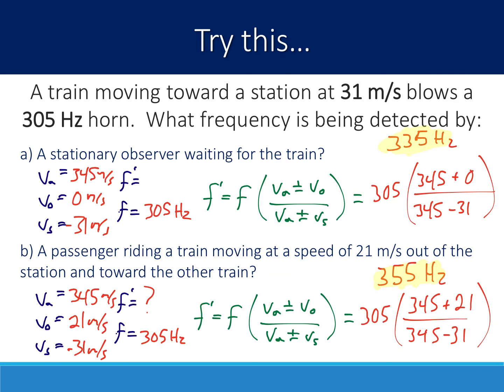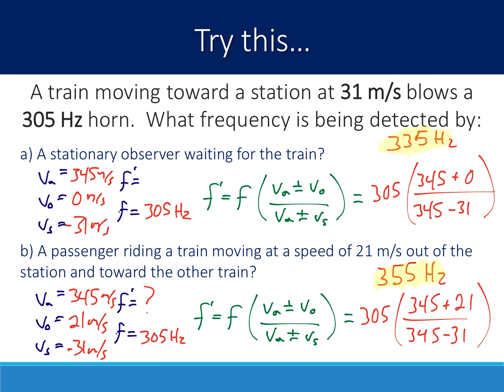In this example, I want to put a few numbers to what we've just been talking about logically. So in the first example, we have a stationary observer waiting for a train. And the train is moving towards the station at 31 meters per second, and it sounds a horn at 305 hertz. So this would be the frequency you would hear if you were on the train. What frequency would be detected by an observer who's standing next to the train and it's coming at them?